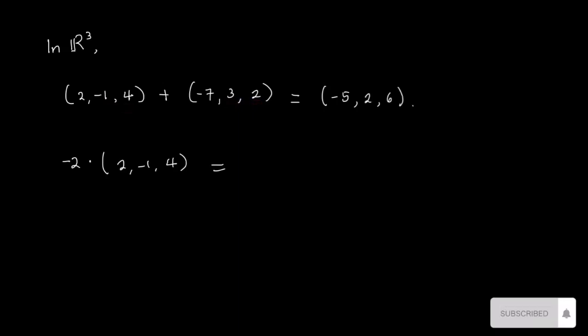If we now want to multiply the scalar negative 2 to the vector (2, -1, 4), then the result is another vector of the same dimension. To do this, we simply multiply the scalar negative 2 to each of the components. Negative 2 times 2 gives us negative 4. Negative 2 times negative 1 will give us 2. Negative 2 times 4 is negative 8. So the answer is as shown.